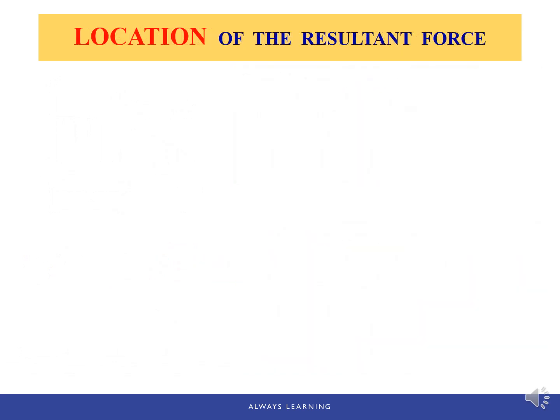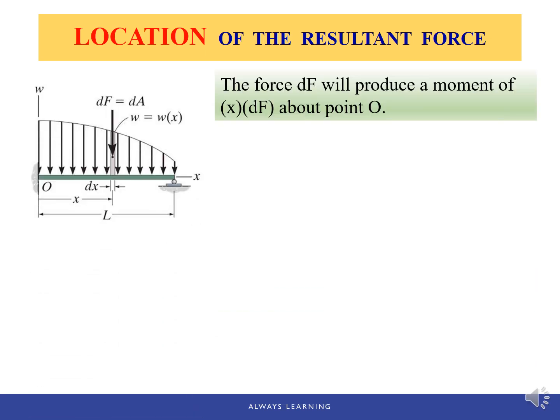Let's first figure out what is the resultant moment from the distributed load, and then the force should have the same moment about the same reference point. So again, to find the resultant moment, we still need to use the differential moment created by this differential force. This differential force dF is applied at a location x, distance away from the point O. So we're going to find the moment about this point O.